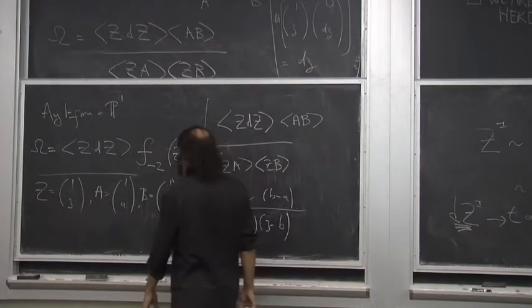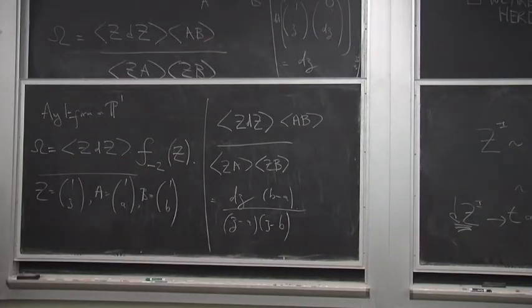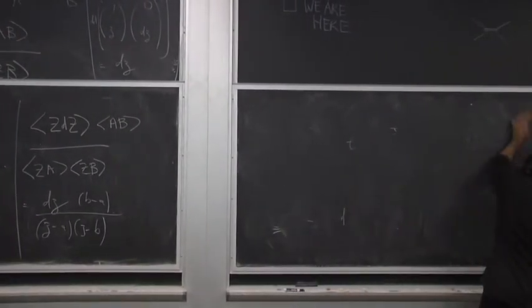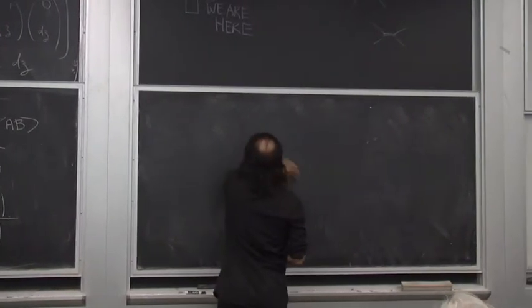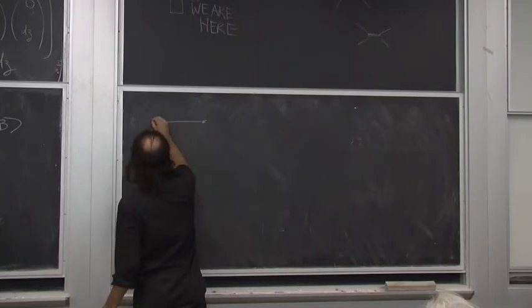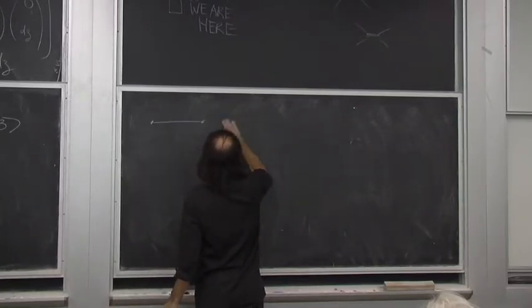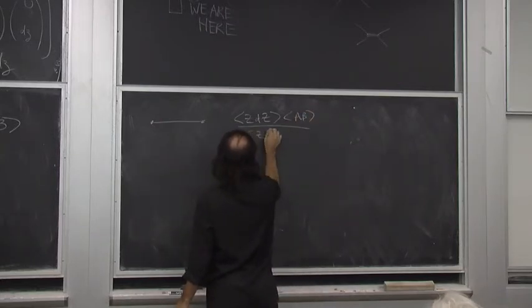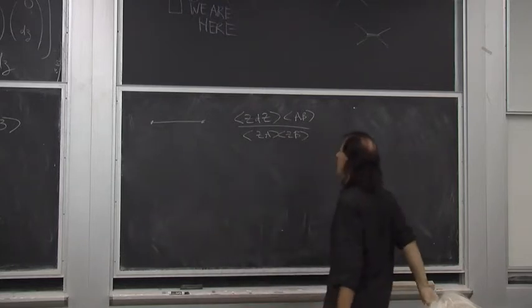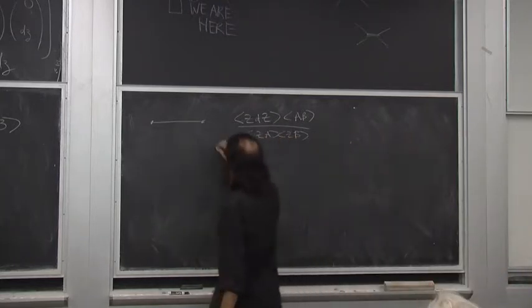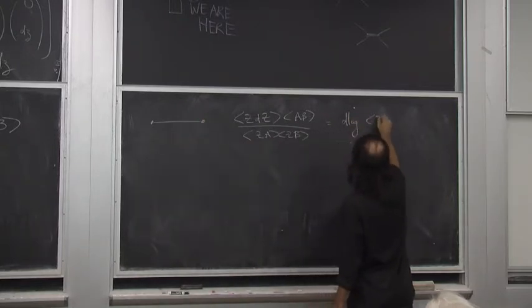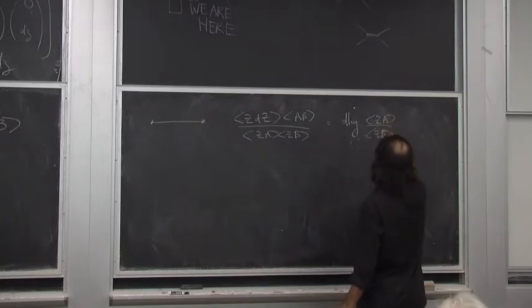Okay. And so this is our first canonical form with logarithmic singularities. So let me write it down again in various ways. For this interval, it's z dz ab over za zb. It's also d log za over zb, and so on. Okay?